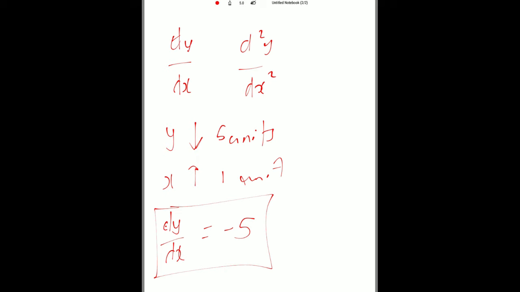If we were to integrate both sides with respect to x, then the integral of dy by dx would have to be y, and that would be equal to the integral of -5. What's the integral of -5? -5x, that is, if we integrate with respect to x. And we have our constant. So let's look at a few more examples.